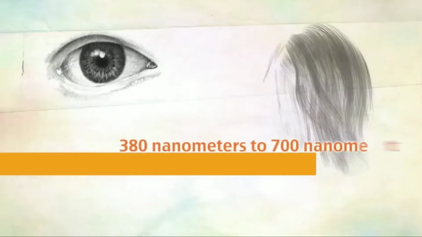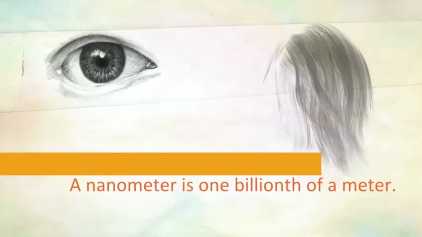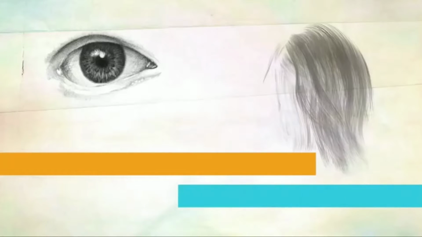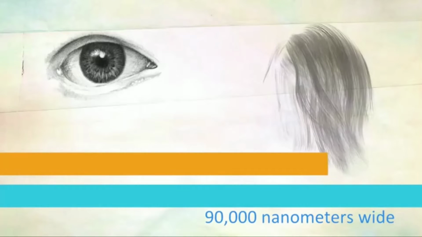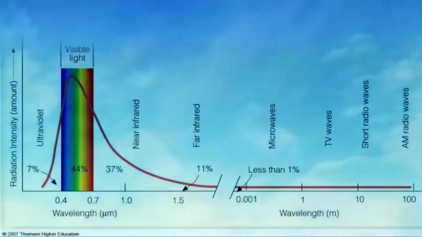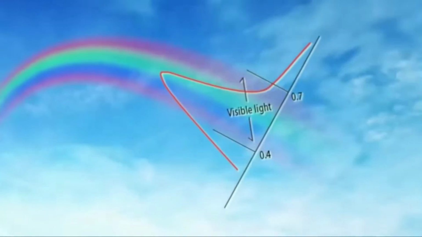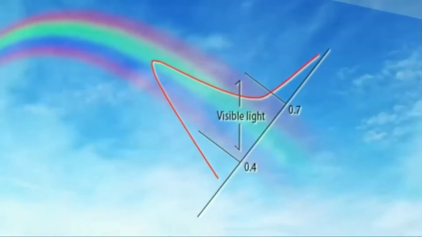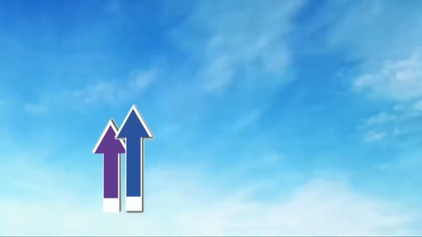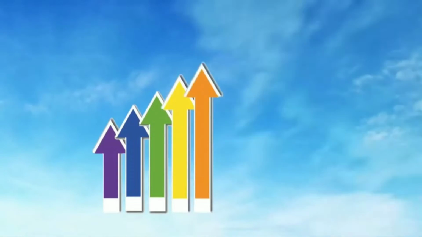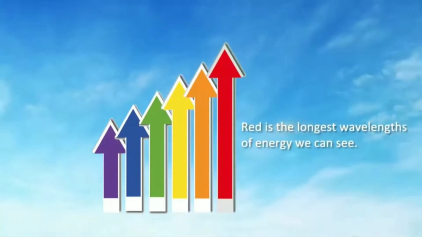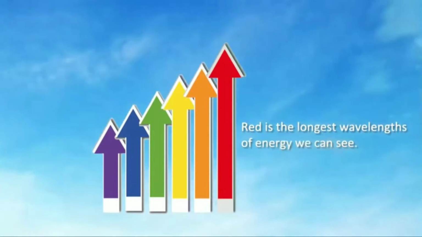Humans can see energy that ranges in wavelength from 380 nanometers to 700 nanometers. A nanometer is 1/billionth of a meter. For example, a human hair is about 90,000 nanometers wide. Within the visible spectrum, we see different wavelengths as different colors. A rainbow is a perfect example of seeing different wavelengths as colors. Violet is the shortest wavelength, followed by blue, green, yellow, orange, and red. Red is the longest wavelength of energy we can see.